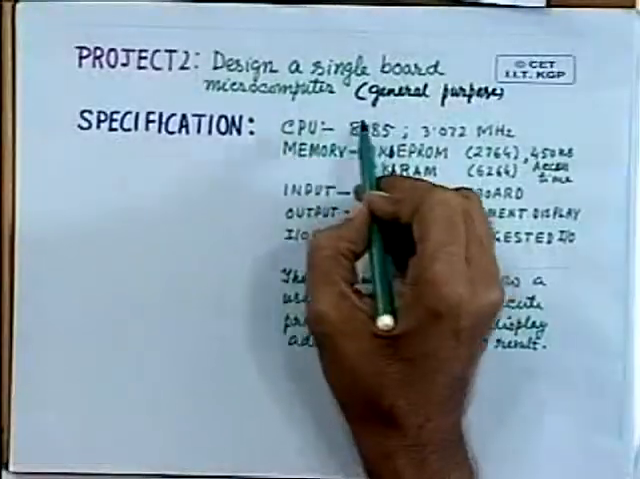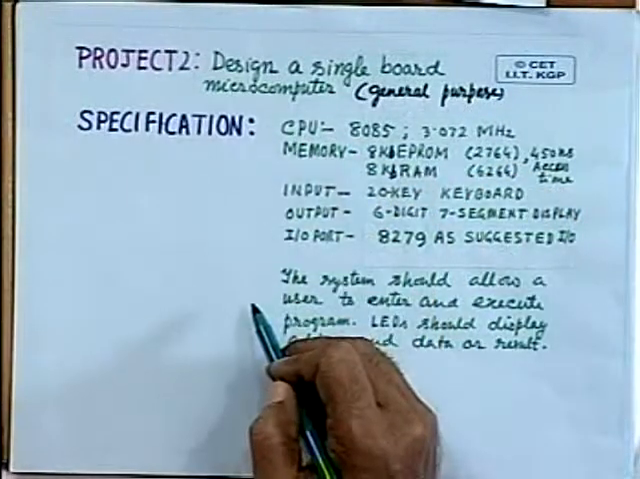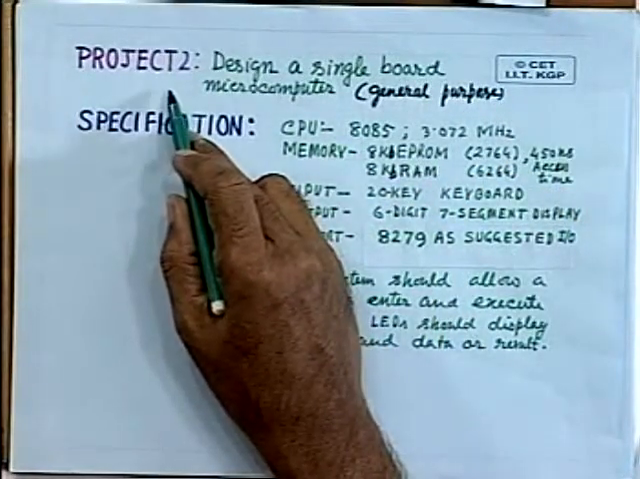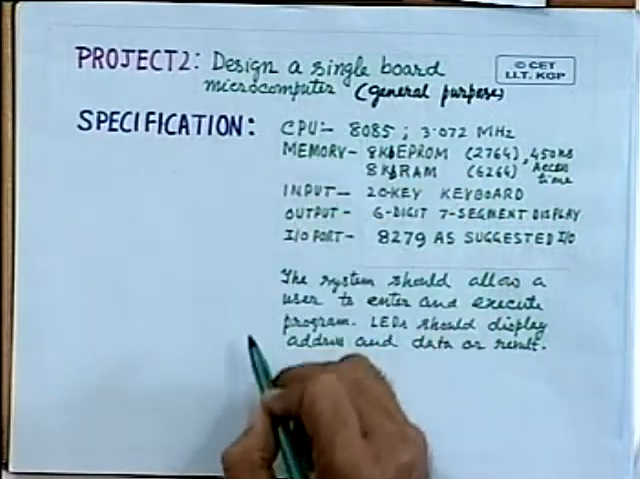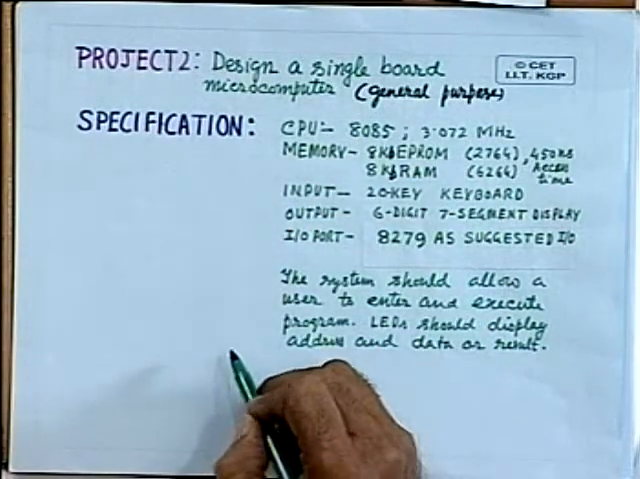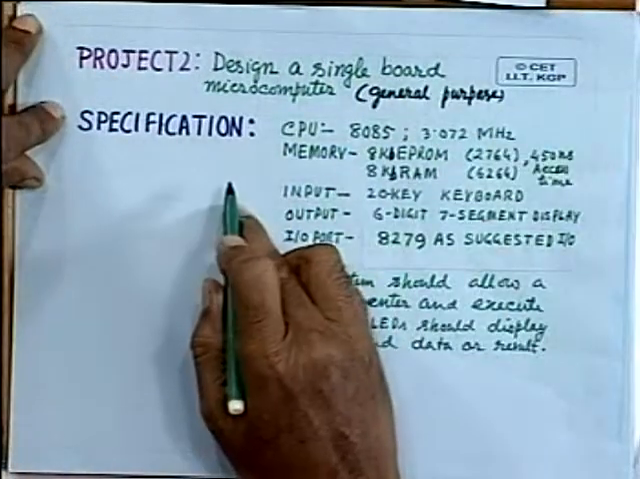Let us now consider another project where we try to design a general purpose microcomputer. So the project statement for project 2 is design a single board microcomputer, and the specification is given here.